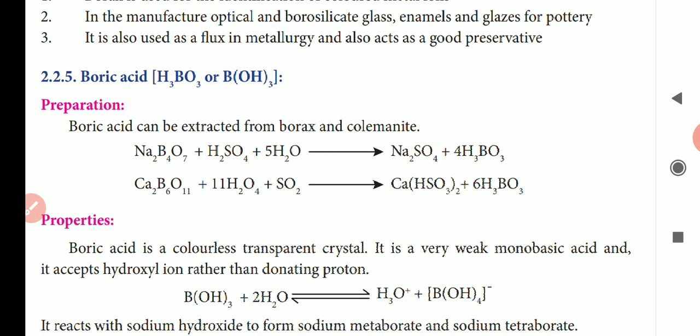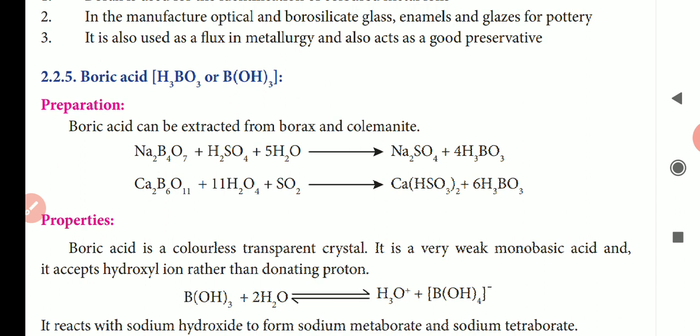Next we will discuss boric acid. Another important compound of boron is boric acid, H3BO3 or B(OH)3. How can boric acid be prepared? Borax is treated with sulfuric acid in the presence of water.